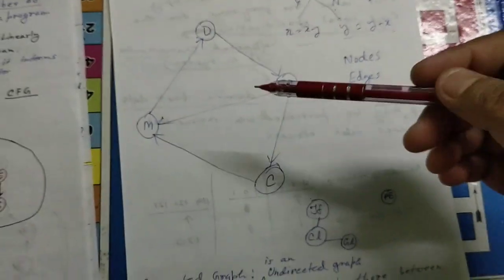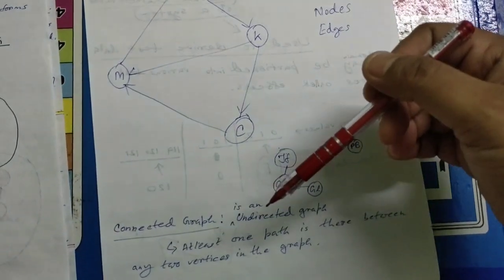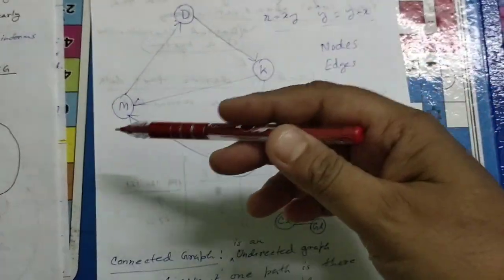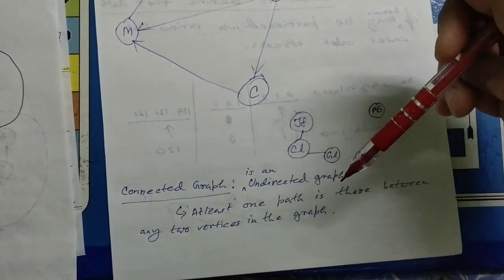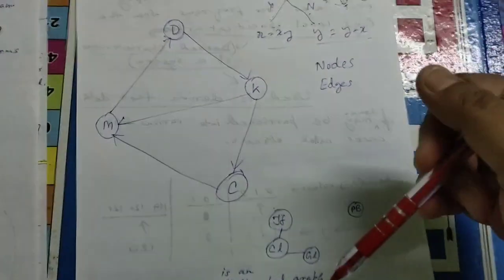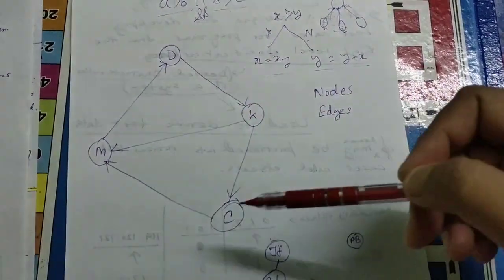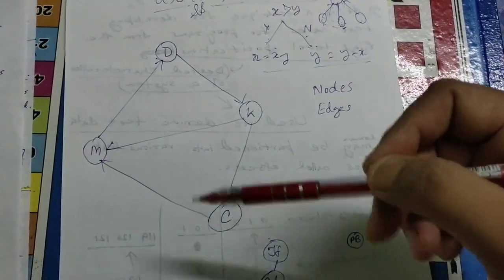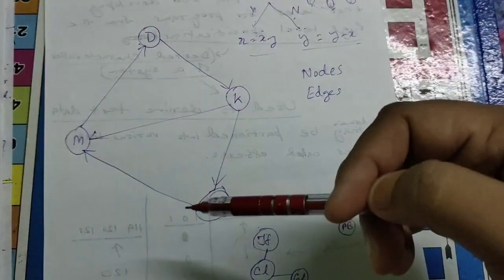Now let us consider this graph to understand connected component. A connected graph is an undirected graph, that means there will not be direction. We don't have to consider these directions. At least one path is there between any two vertices in the graph. So from D to C there will be at least one path. It may be DEMC or DKC or DKMC or DMKC. Don't consider these directions. It can go in any direction. That means there exists one path.